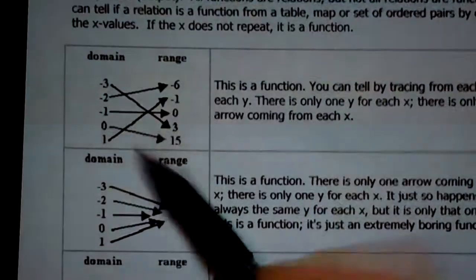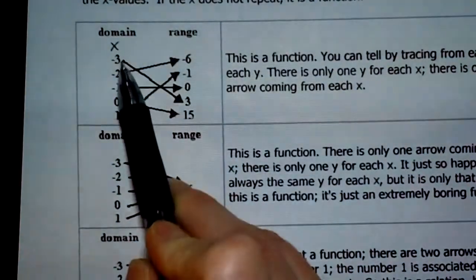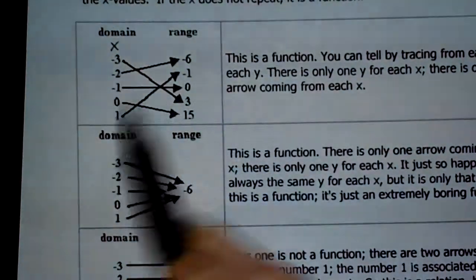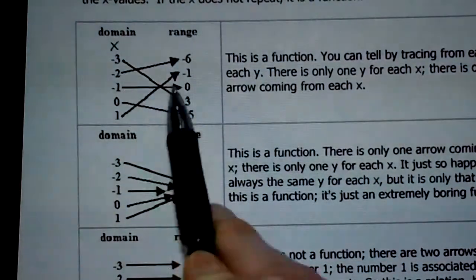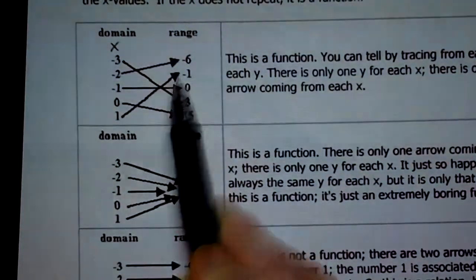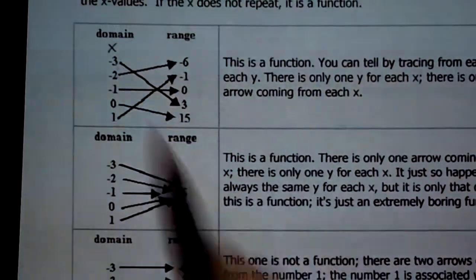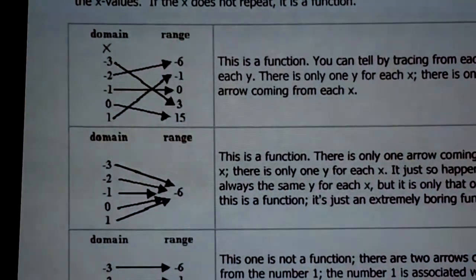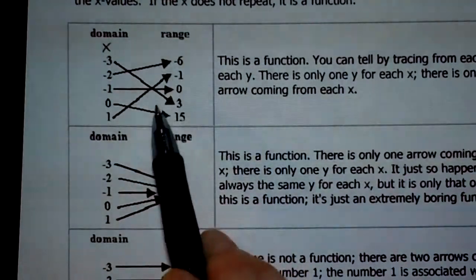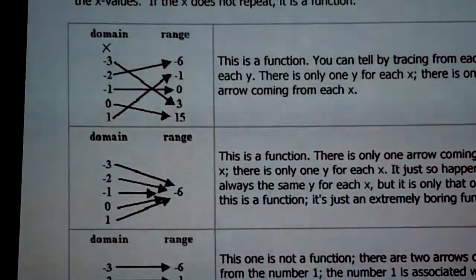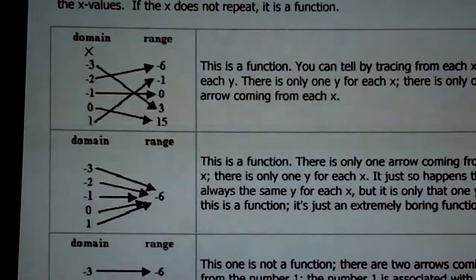So when you look at this, as I look at the domain, the x values, I see I don't have any repeating. And do you see how each value has only one line going away from it? This is a function. I can tell because if you trace every single x, there's only one y value for every x. There's only one arrow coming from each x. So this one would be a function.